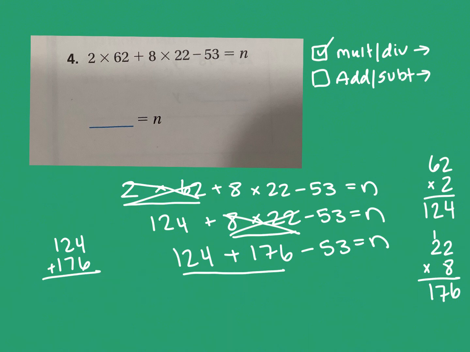4 plus 6 is 10. That carries over. 1 plus 2 is 3, and 3 plus 7 is 10. That carries over. 1 plus 1 is 2, plus 1 is 3. That comes out to an even 300. Cross off what you did. Bring down what you didn't do. And now we are simply down to the subtraction step.